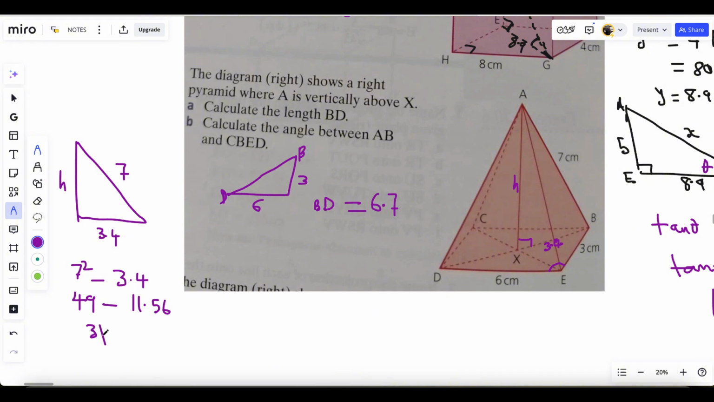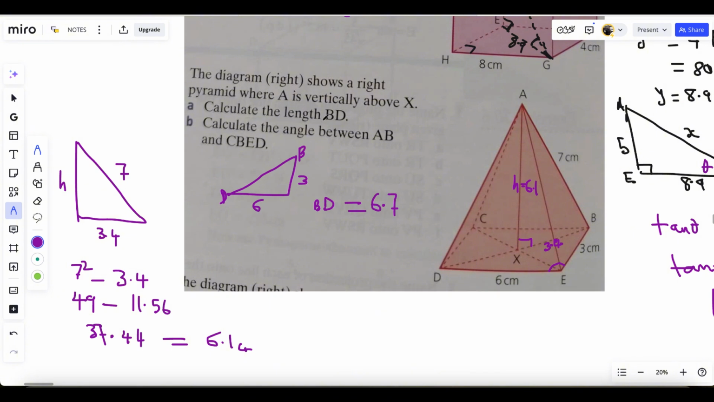37.44. If we find the square root, we get 6 point something, right? 6.1. So we get 6.1 centimeters as the height. This is the height of this pyramid. The height of the pyramid is 6.1.